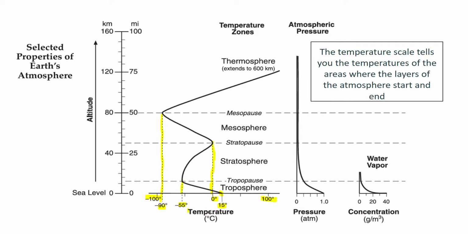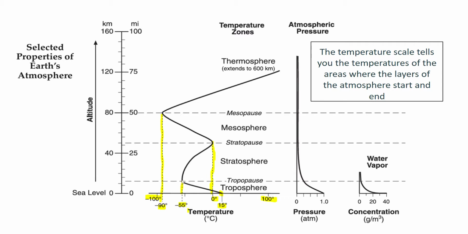Next, you're going to look at temperature. You'll find that the temperatures are given to you for where the troposphere starts and ends, where the stratosphere starts and ends, where the mesosphere starts and ends, and so on. Notice that 0 is in the middle. My temperature is going down towards the left and going up towards the right. So the beginning of the troposphere is 15 degrees Celsius.